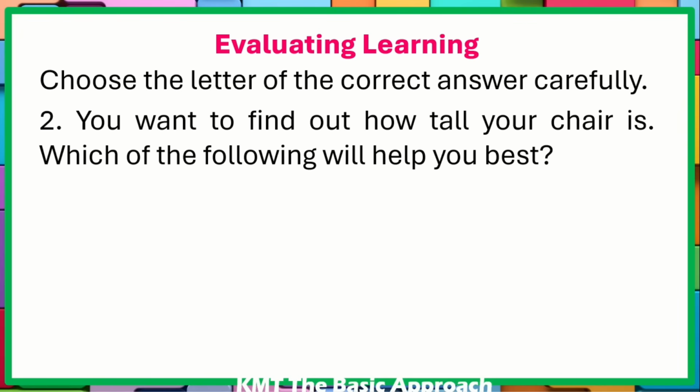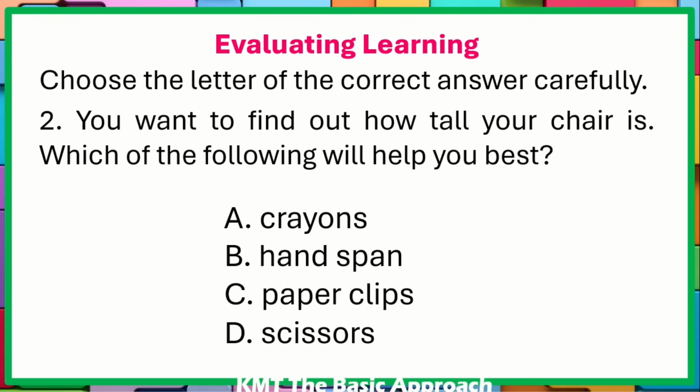Number 2. You want to find out how tall your chair is. Which of the following will help you best? A. Crayons. B. Hand span. C. Paper clips. D. Scissors. What is the correct answer? Good job! The correct answer is letter B. Hand span.